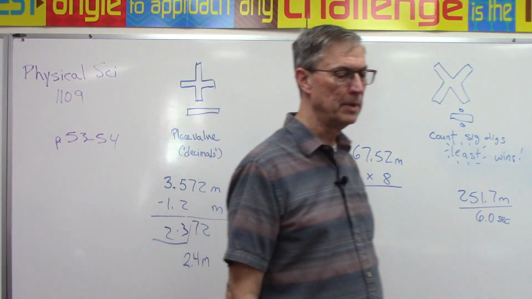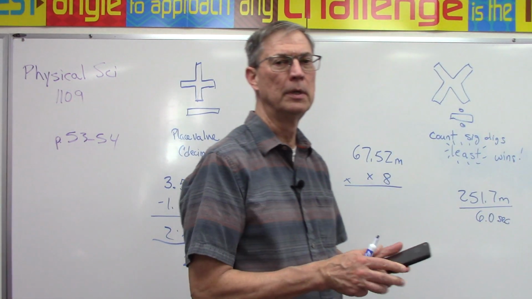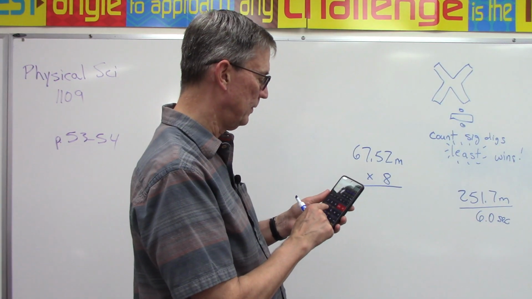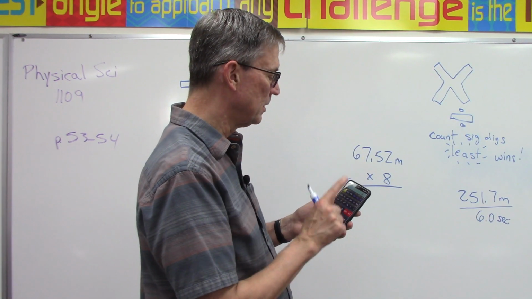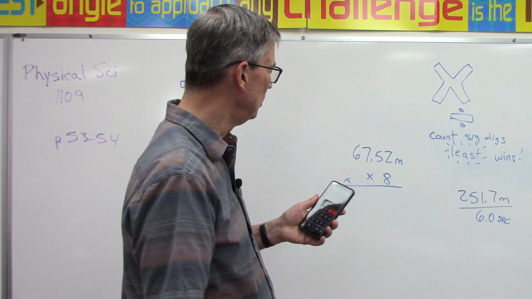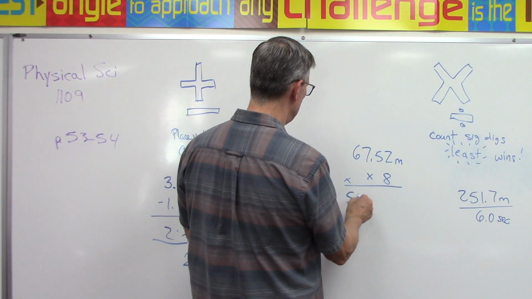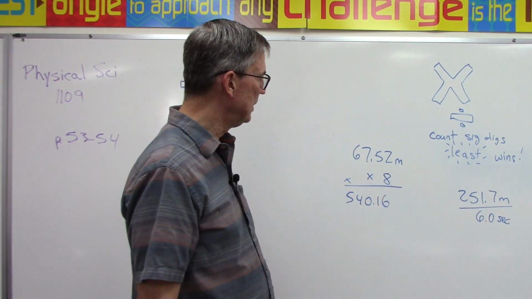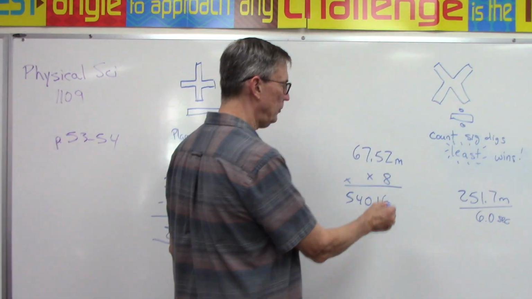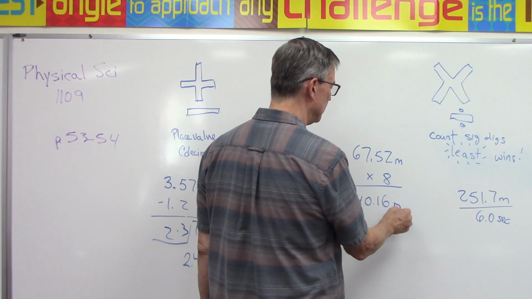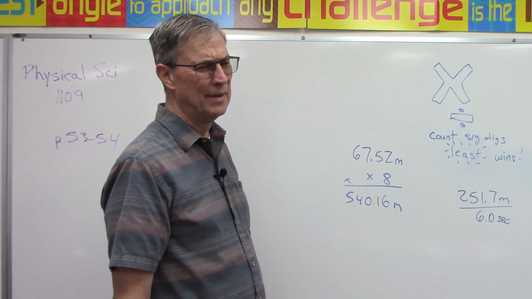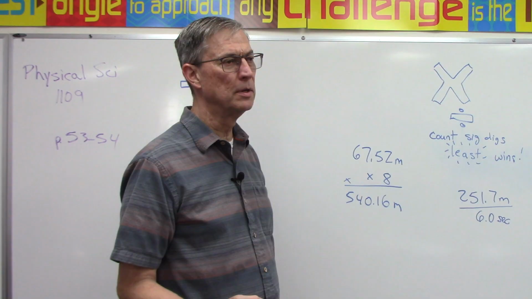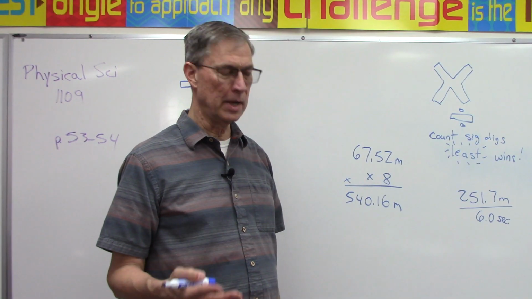So over here, now I'm going to get my calculator. I don't want to do this in my head, sorry. 67.52 times 8. Now some of you did it in your head and you already beat me. Good for you. 540.16. Is that what you got? If you did, awesome. Okay, keep that brain sharp. And then meters, okay, is our units. The whole point here is in physical science, we're dealing with measurements. So we need to include the units on our answer.